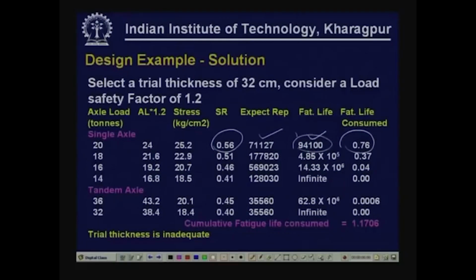Similarly, the fatigue life consumed is worked out for all the other load groups. The fatigue life consumed is also worked out for tandem axle load groups. For loads less than 32 tandem axle loads, it is not worked out because at 32 itself the fatigue life is coming out to be infinite. The cumulative fatigue life consumed is about 1.1706. Obviously, the thickness is inadequate.